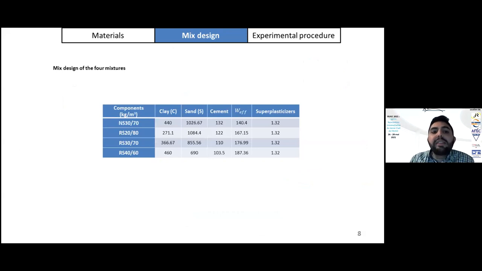Here we can see the mix design of the 4 mixtures. The increase in clay content was accompanied by an increase in the effective water to achieve similar workabilities among all mixtures.